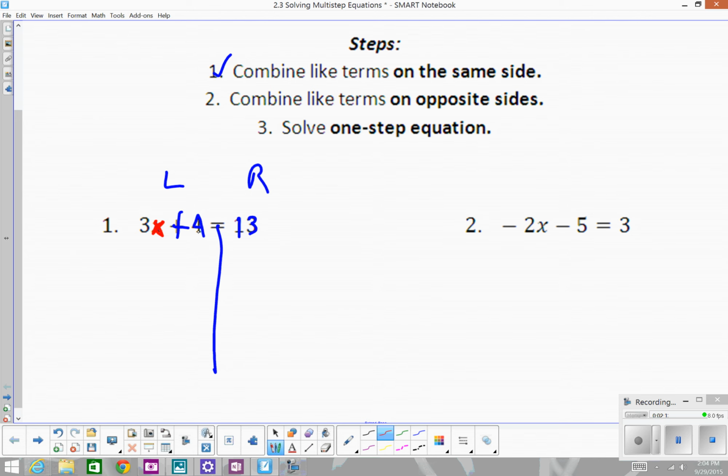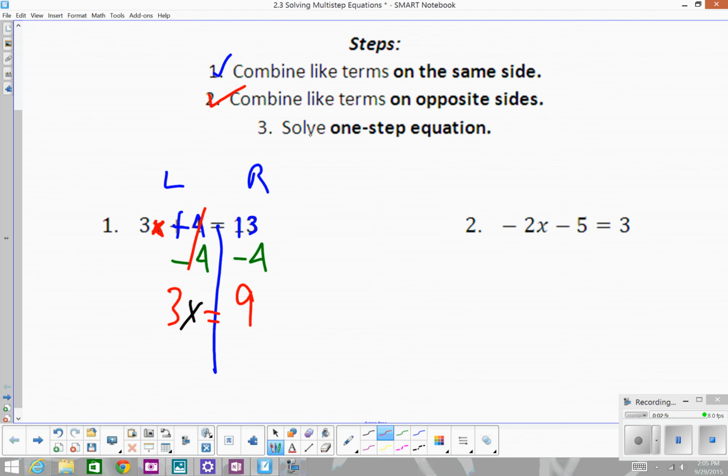Once I move that over the equal sign, what happens to the sign? If it's positive now, the operation is addition. So when it crosses over, it's going to subtract. Awesome. Now I'm going to simplify. 4 minus 4 cancels out to be 0, and I'm left with 3x equals 13 minus 4, which is 9. So I combined like terms on opposite sides.